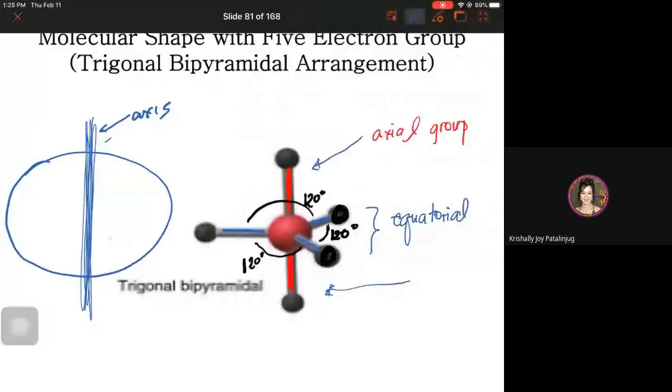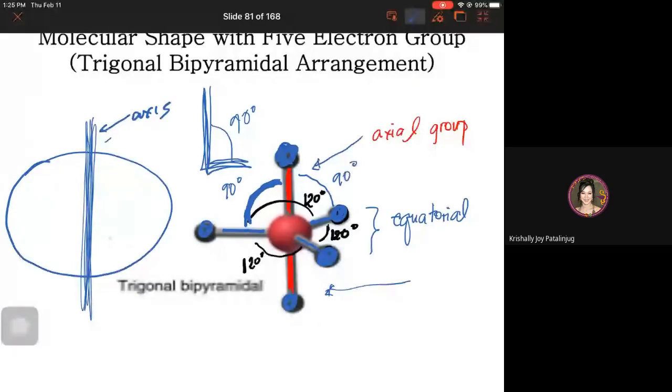For the axial groups, we look at axial to equatorial, which are adjacent to each other. This atom and this one, or this one and the one at the bottom. It is a right angle, so the ideal bond angle is 90 degrees, for any axial to equatorial group of electrons. The same goes for the bottom. Obviously, axial to equatorial is 90 degrees.